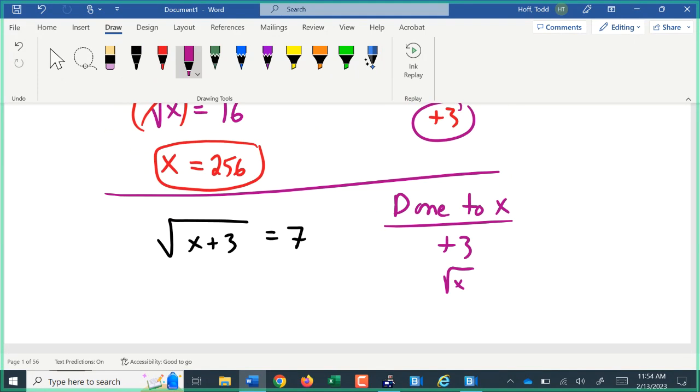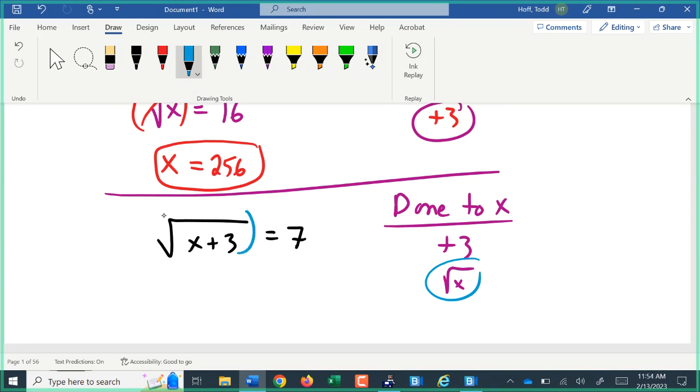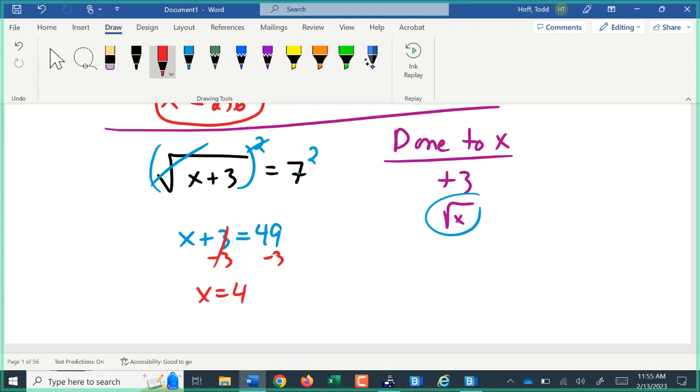So when we go to solve this, we have to get rid of the square root first. So we're going to square that to get rid of the square root, and we square the other side. So the square root and the squared cancel out. X plus 3 equals 7 squared is 49. And then we just subtract the 3. Get rid of the plus 3. X equals 49 minus 3 is 46.